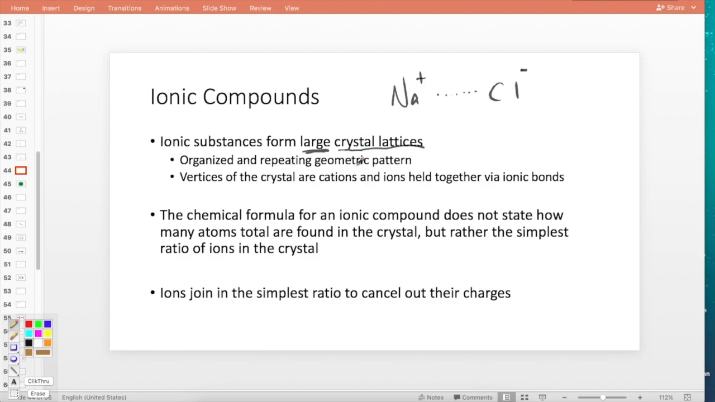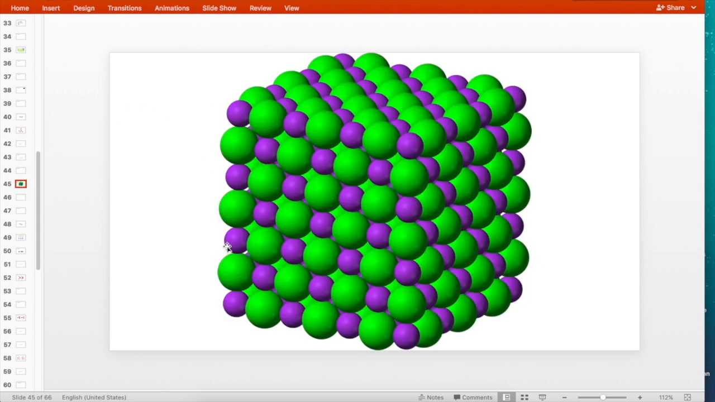What is a crystal? A crystal is defined as something that has an organized and repeating geometric pattern. The vertices, aka the corners, the points of the crystal, are the cations and the anions held together via ionic bonds. So let me show you a picture of what I'm talking about. This would represent a sodium chloride, NaCl.